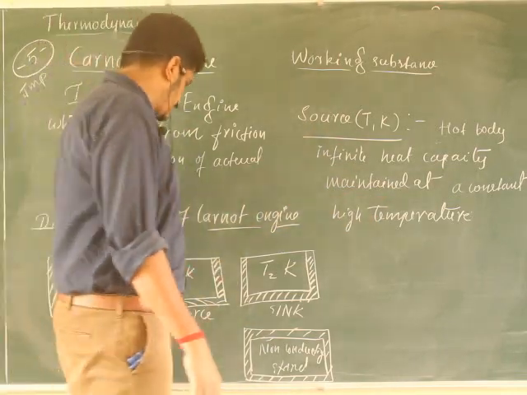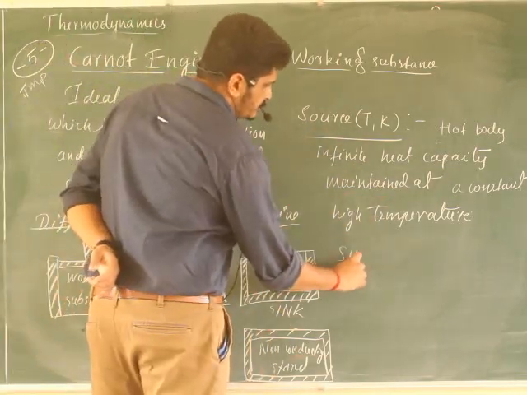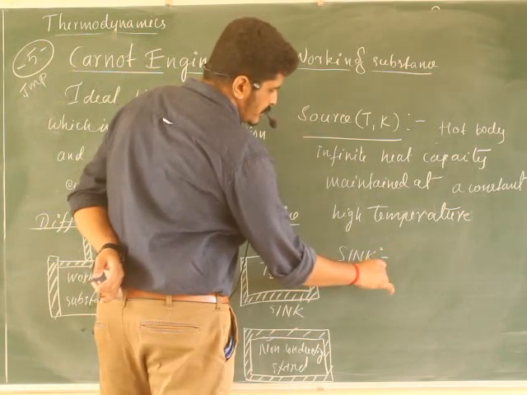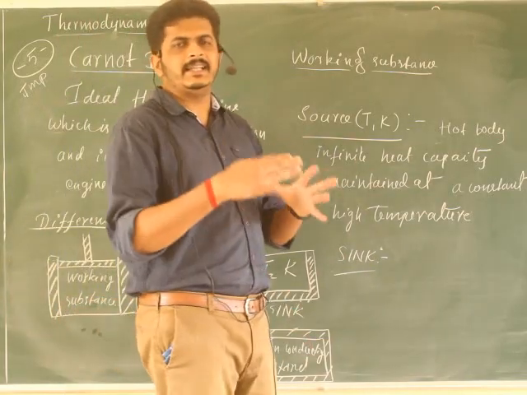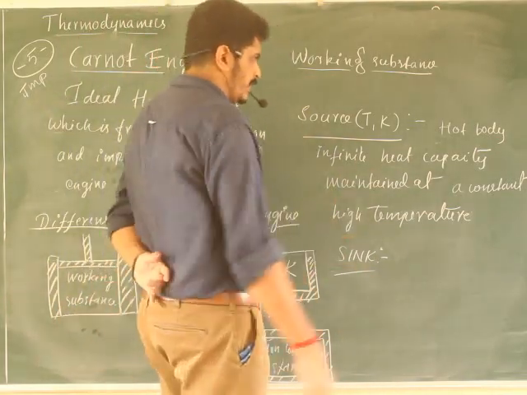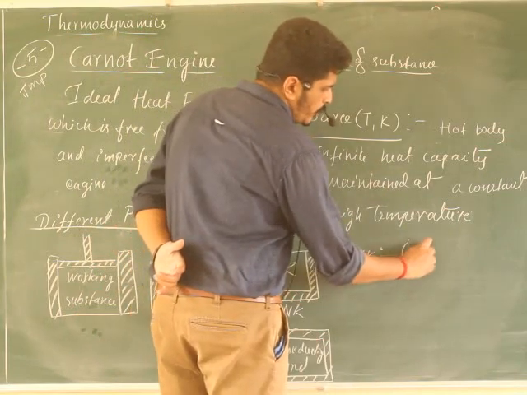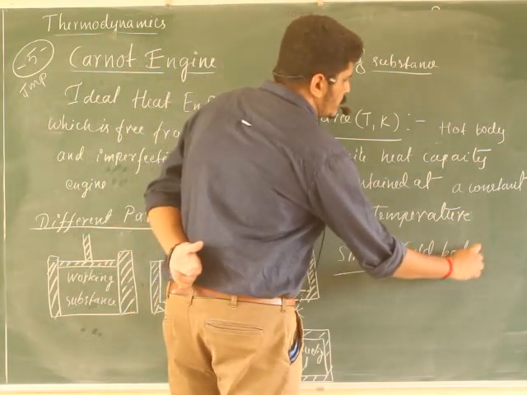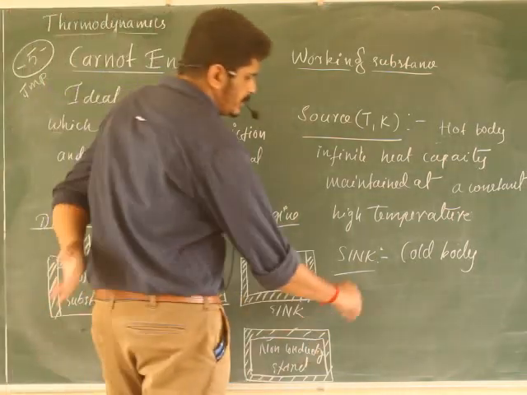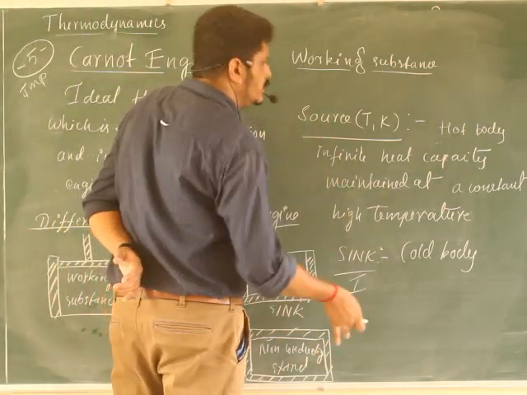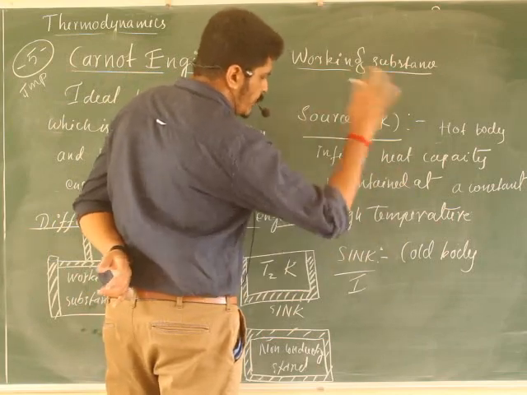What is the next one? Next one is sink. What is sink? I already told you, it is there to absorb heat energy. That means to cool down. That means it should be a cold body, correct? It should be a cold body. Next, what else should be there? Infinite thermal capacity. Here also infinite thermal capacity. Whatever heat is given to it, it has to absorb. Here it has to provide, that is it.